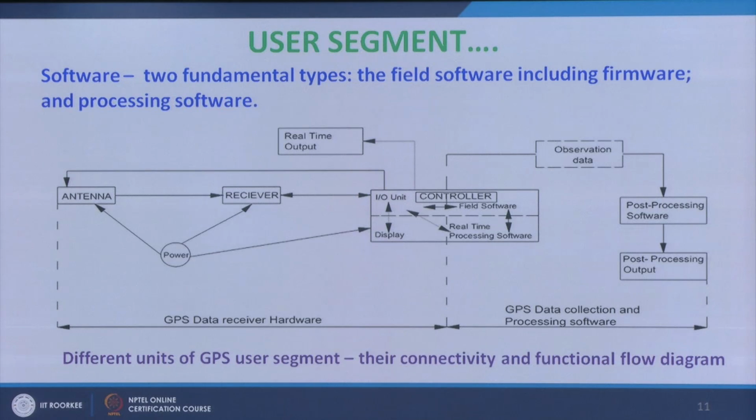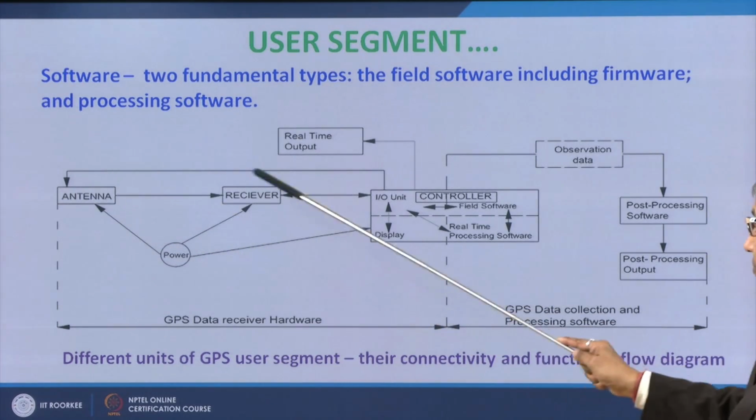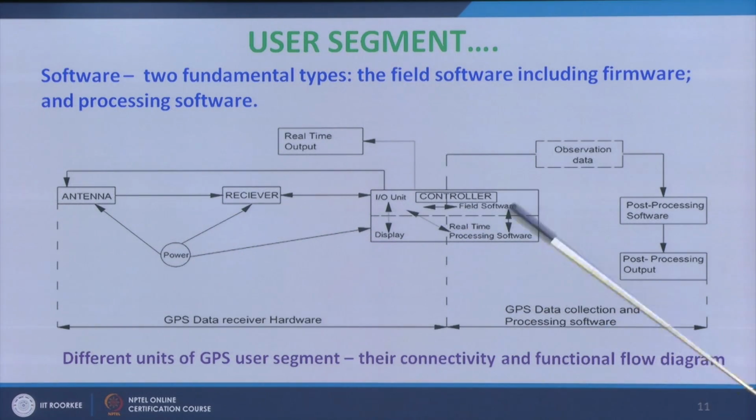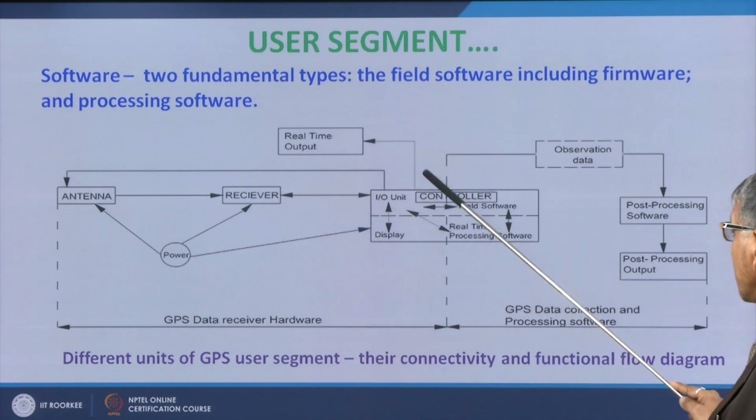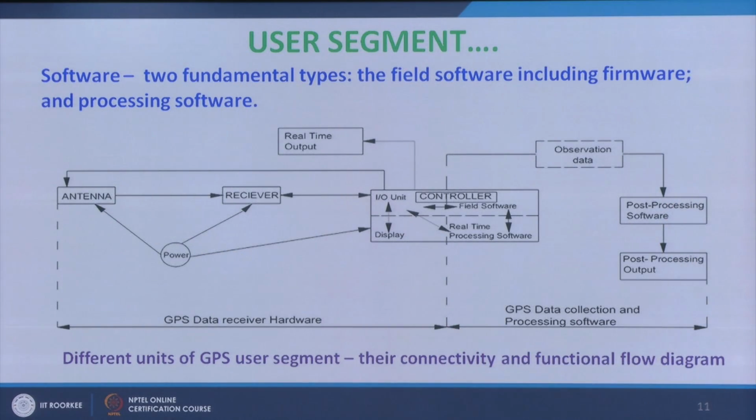Now in this flow diagram it is shown how the different parts of the GPS receiver work together. You can see here, this is the antenna, this is the receiver, this is the controller. The antenna is connected with the receiver, and also with the controller. All these have power, and this is the part which I am taking as the GPS data receiver hardware, and this is the part which is related to GPS data collection and software.